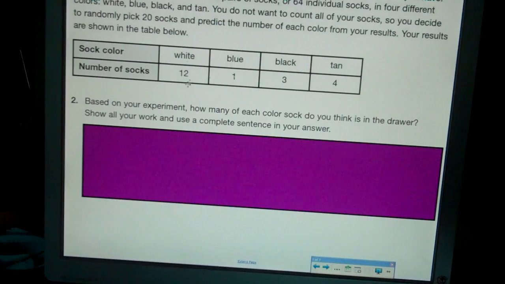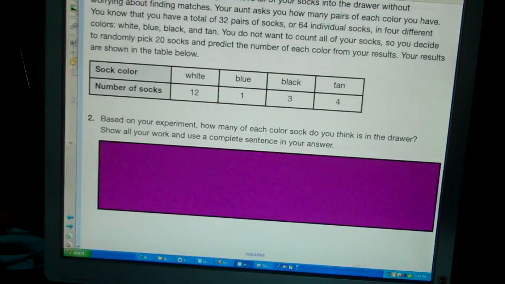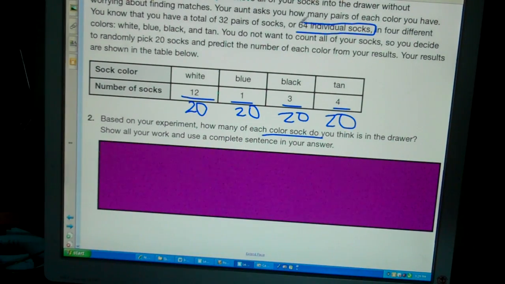So you already found the probability for this. This is 12 out of 20, okay? So this one is 12 out of 20. That was the probability. This one was 1 out of 20. This was 3 out of 20. And this is 4 out of 20. Based on the experiment, how many of each sock do you think you have in each drawer? Each sock. So I'm looking at individual socks.